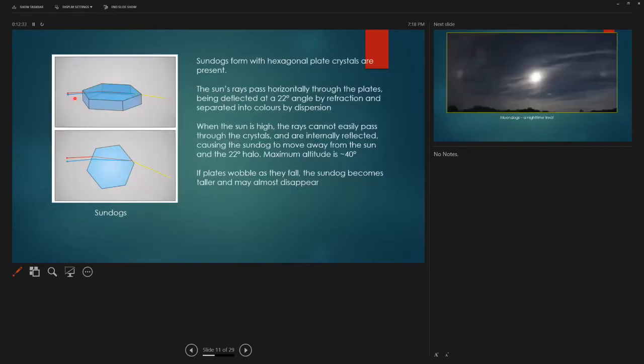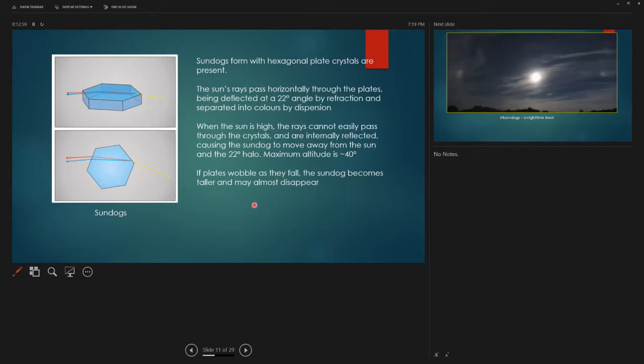Sundogs, on the other hand, are caused by light that comes in the side of one of these hexagonal crystals, not into the top of it. So that when you look at it, it comes in, it gets dispersed into its colors, and it comes out the other side at a 22-degree angle. So that if you're standing in a position looking at the sun, so that this is coming into your eye, the sun is going to be off in this direction at a 22-degree angle.